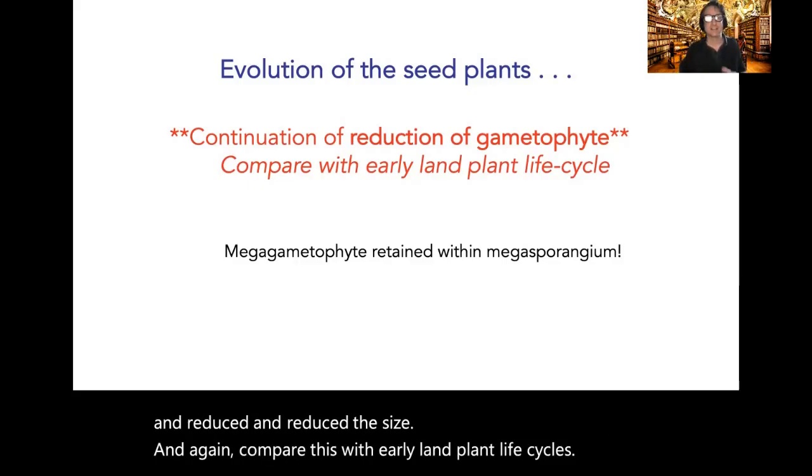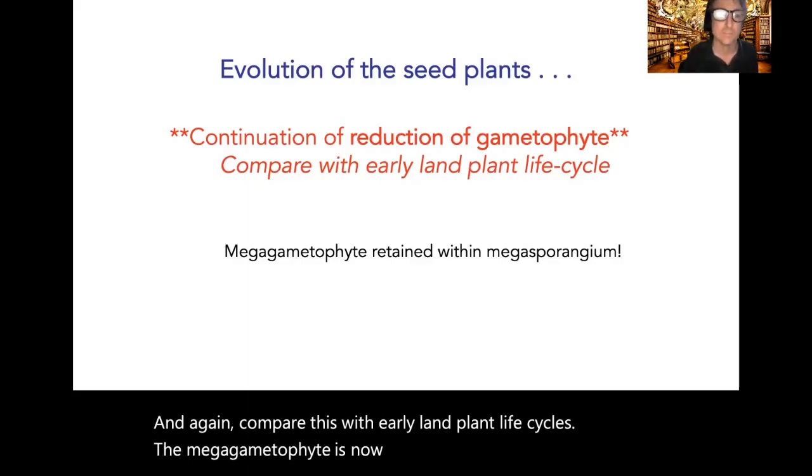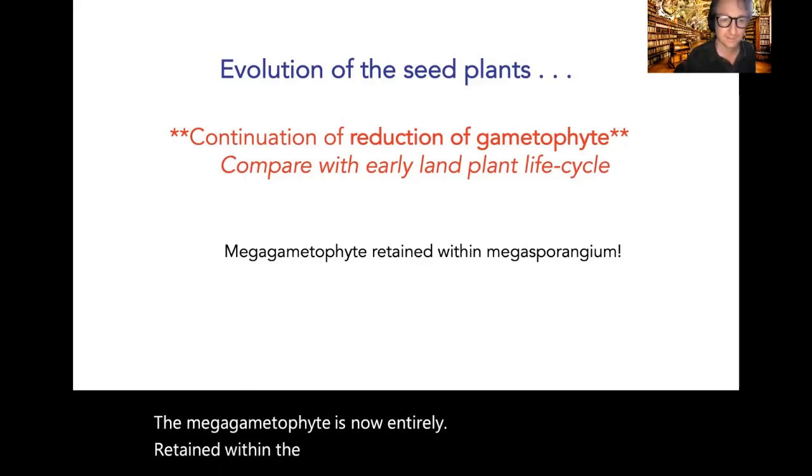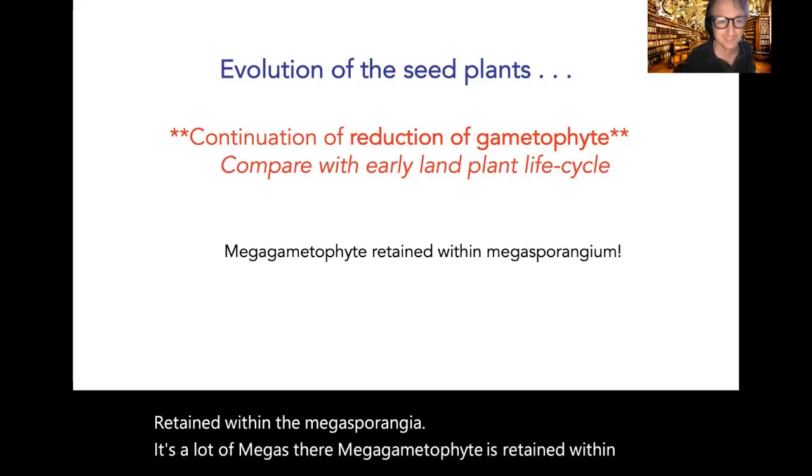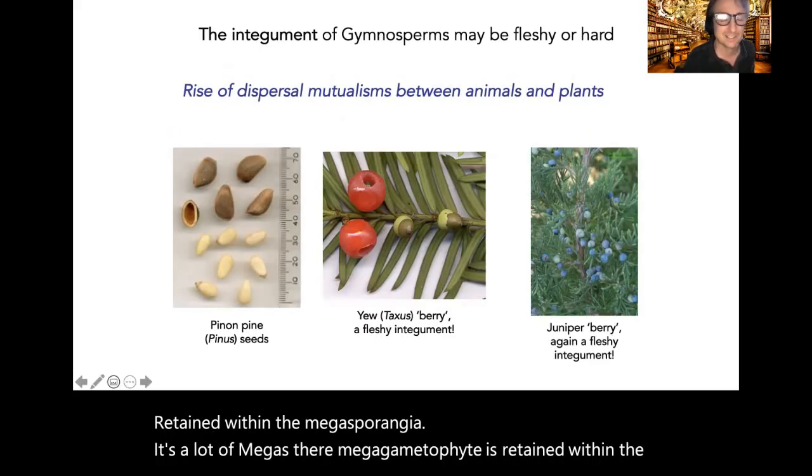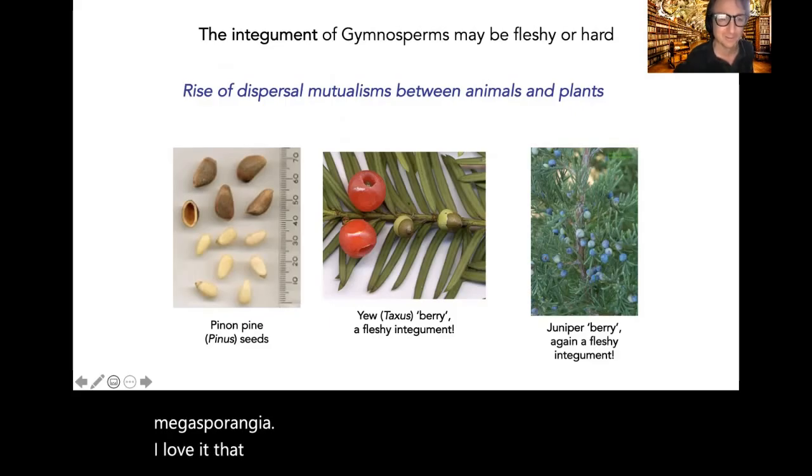The megagametophyte is now entirely retained within the megasporangium. There's a lot of megas there. Megagametophyte is retained within the megasporangium. Right? I love it that botanists love mega. It's like all over the place.